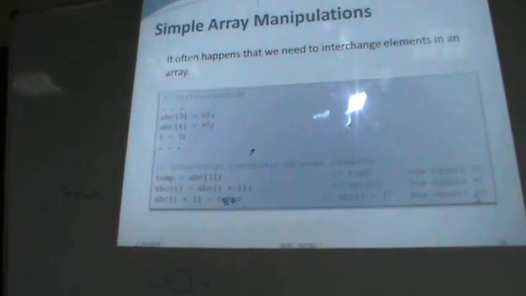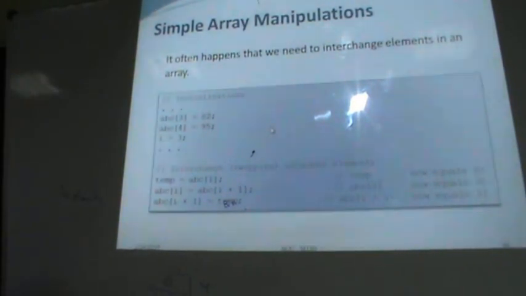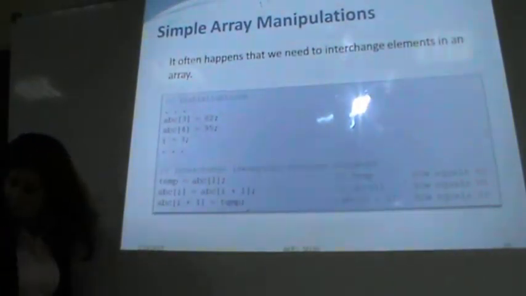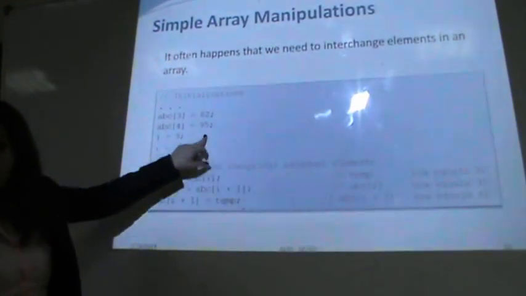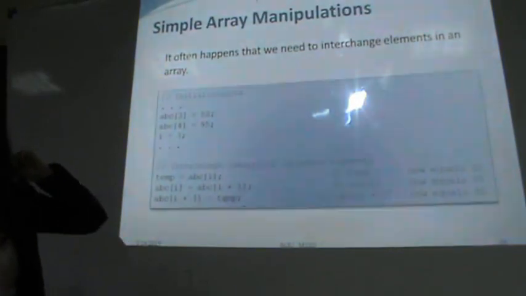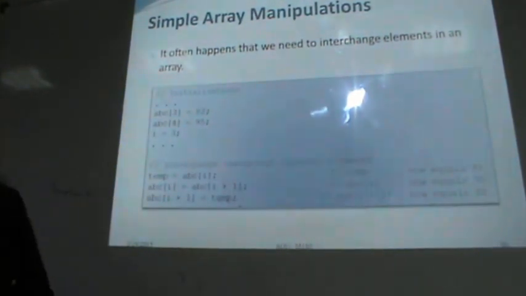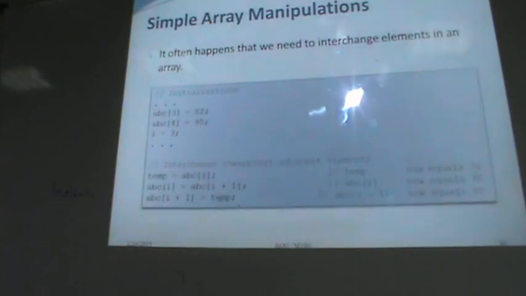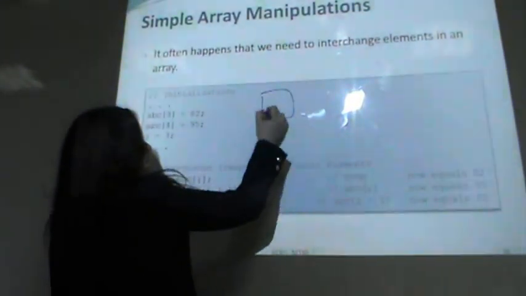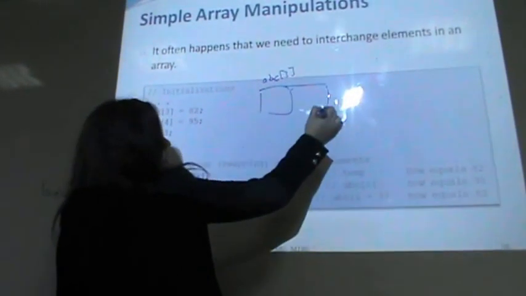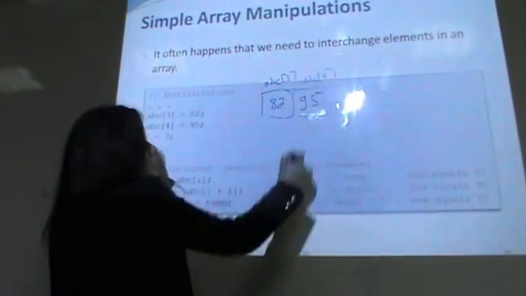It often happens that we need to interchange elements in the array. What do we mean by interchanging elements in the array? For example, if we have ABC of 3 equal to 82 and ABC of 4 equal to 95, and we want to interchange them, then we want to put ABC of 3 equal to 95 and ABC of 4 equal to 82. How can we do this? We can do this by declaring a third variable. For example, this is ABC of 3 and this is ABC of 4. ABC of 3 contains 82, ABC of 4 contains 95.